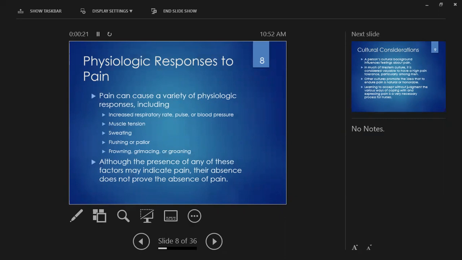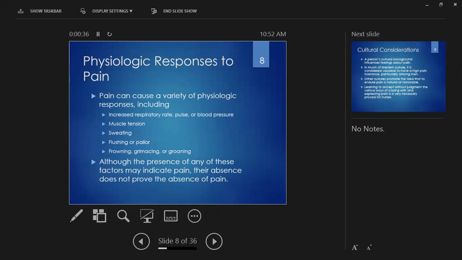Also, they might be tense, right? Their muscles might be tight. They may sweat. People may flush or be really pale, which are two opposite sides of the spectrum in response to pain. They may frown or grimace or groan or moan, right?